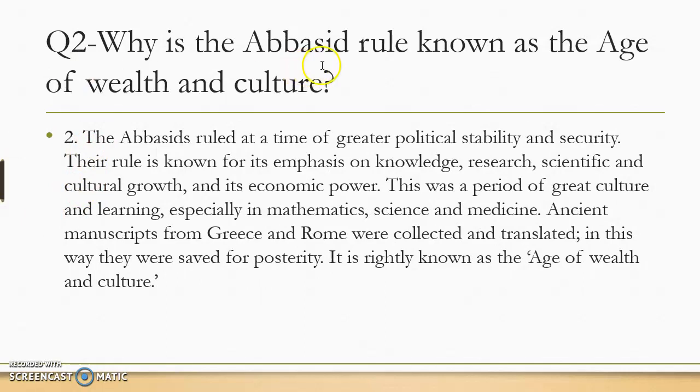Question number 2. Why is the Abbasid rule known as the age of wealth and culture? The answer is the Abbasids ruled at a time of greater political stability and security. Their rule is known for its emphasis on knowledge, research, scientific and cultural growth, and its economic power. This was a period of great culture and learning, especially in mathematics, science, and medicine. Ancient manuscripts from Greece and Rome were collected and translated in this way. They were saved for posterity. It is rightly known as the age of wealth and culture.